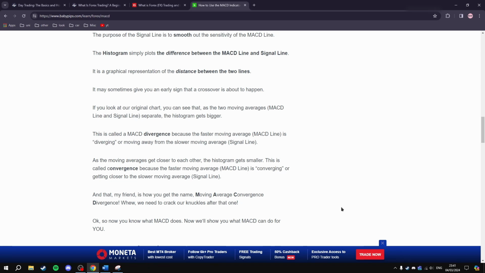It may sometimes give you an early sign that a crossover is about to happen. So the greater the distance, the bigger the bar. When you see a long bar coming up, you want to look for a short bar, don't you? Because that means the distance is really close. That's when the crossover is about to happen, when they're really close to each other.